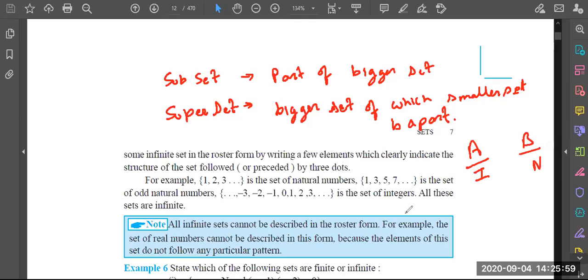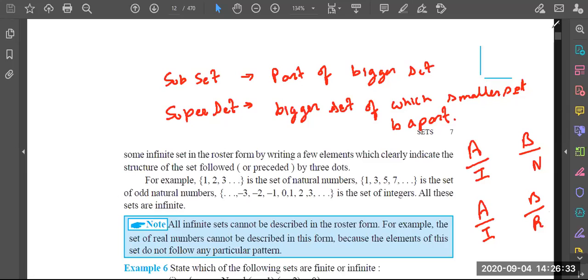Yes, A is superset and B is subset. Easy. But if I say again A and B, where A is integer and B is real number, then in this case, B will become superset and A will become subset. Got it, everyone? I hope the concept of subset and superset is clear.